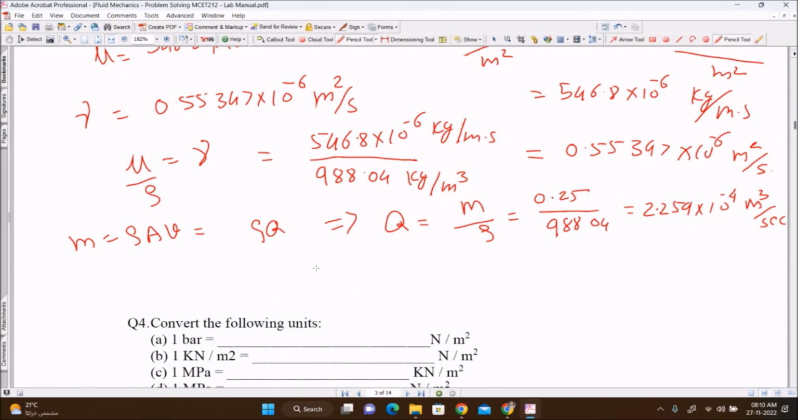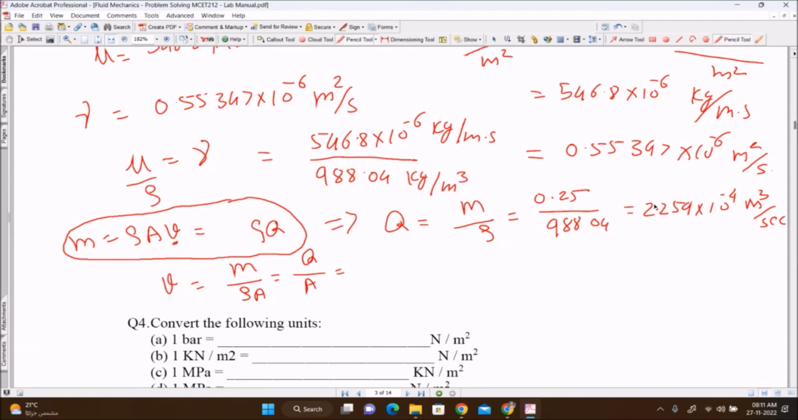Or we can find out the velocity from here directly. Velocity is equal to m by rho A. There are a lot of methods. This is the basic formula I told you, which will give you A V is equal to Q. So V is equal to Q by A. You can use discharge or mass flow rate, it is the same.